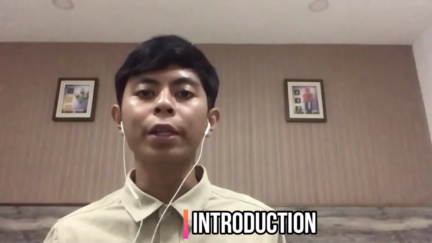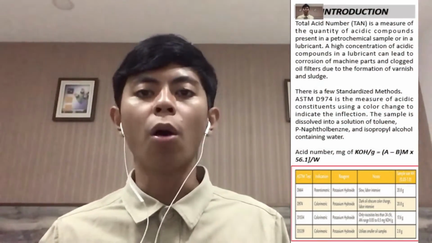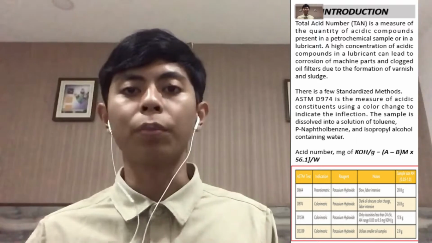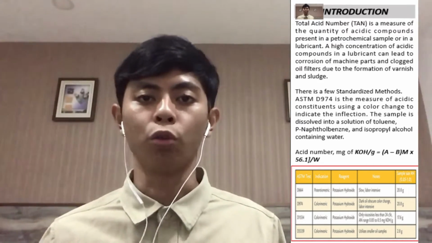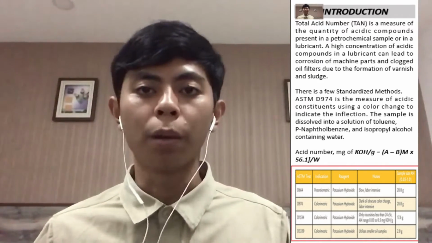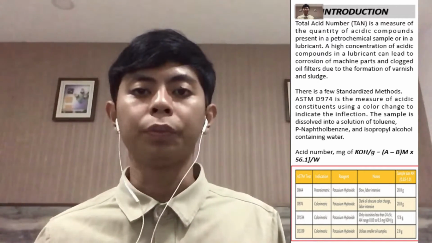Introduction. So what is the total acid number, or TAN? Total acid number is a measure of the quantity of acidic compounds present in our petrochemical sample or in our lubricant. In this lab we have 4 types of oil sample, which are our petrochemical samples or lubricants, to find the total acid number, but we only take 2 types of sample oil.